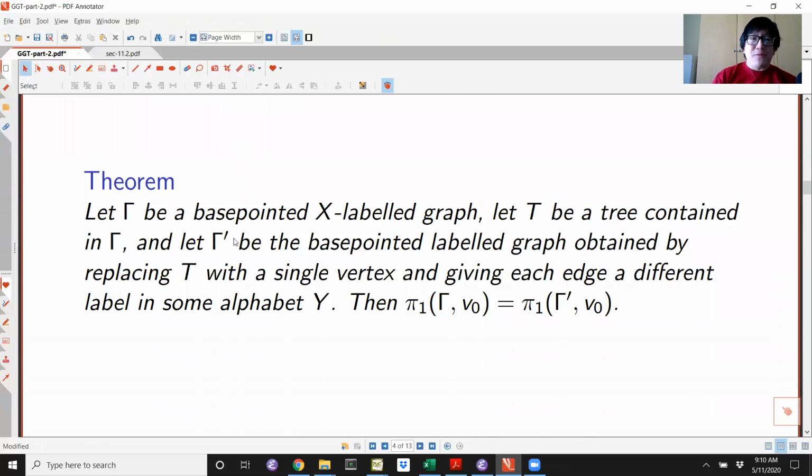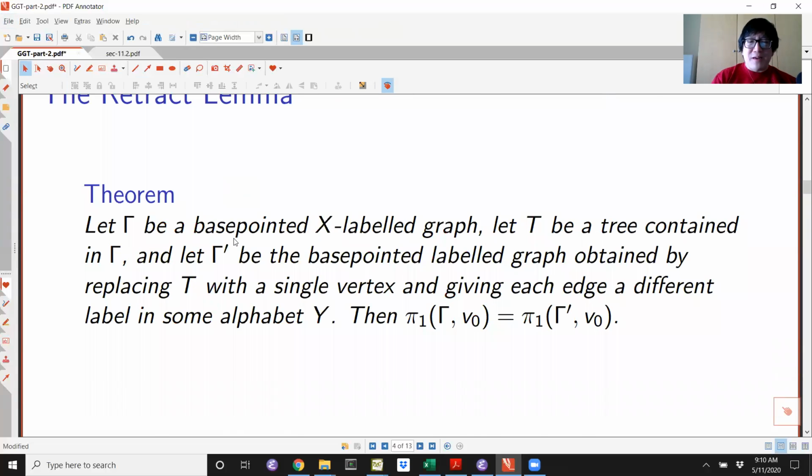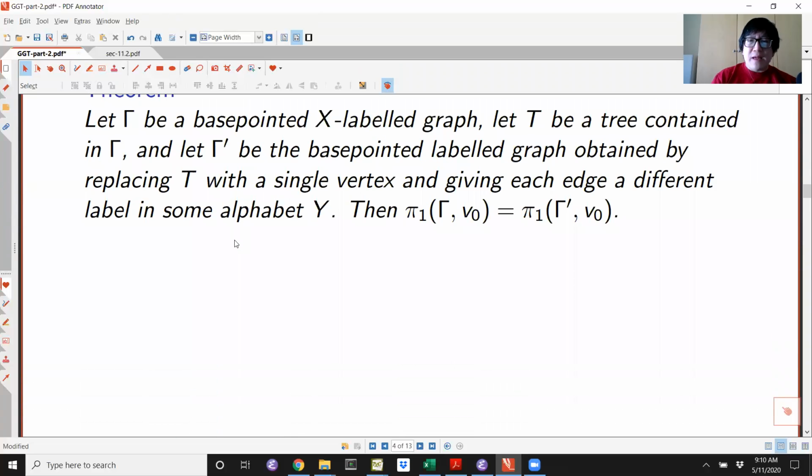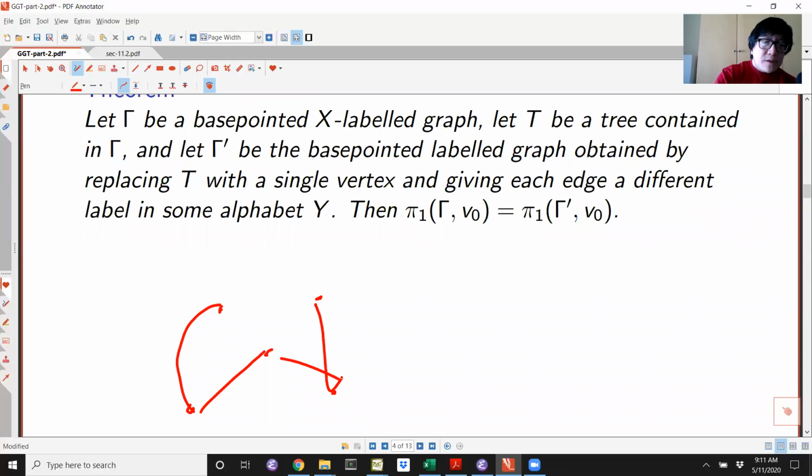All right. So the retract lemma says: let gamma be a base pointed labeled graph, labeled with some alphabet, and let T be a tree contained in gamma. I'm going to start to draw this as I speak. Here, I'm going to leave off the labels just to make this a little faster to draw.